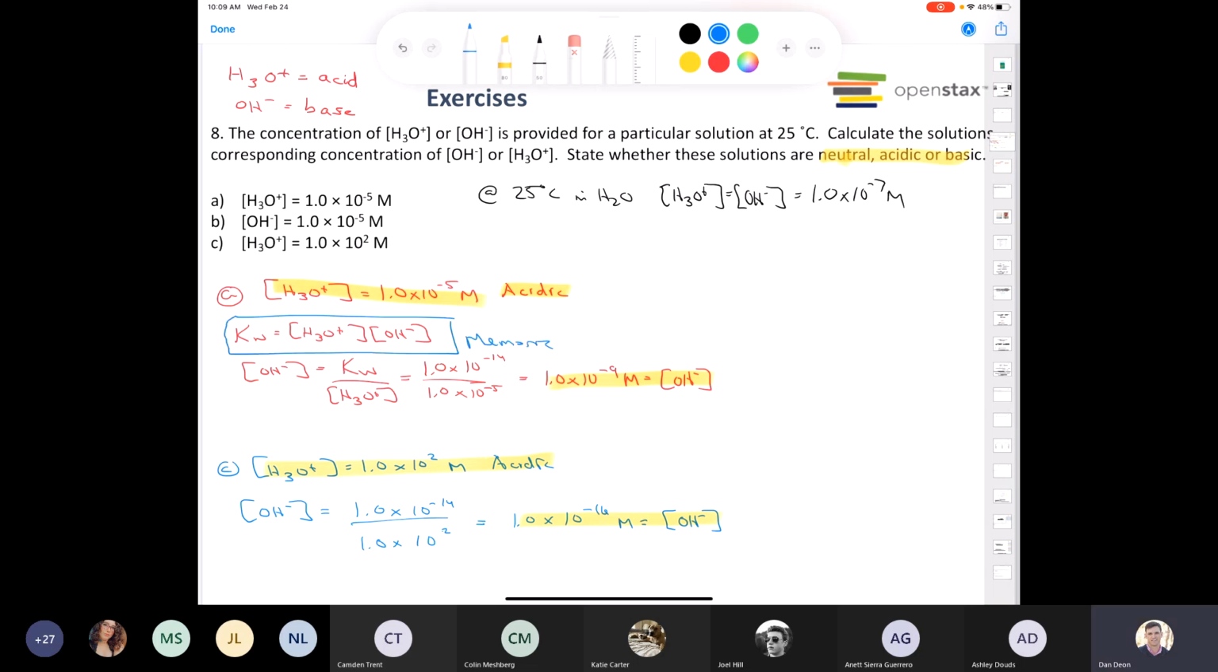Memorize. Okay, and you have to know that Kw is equal to 1.0 times 10 to the negative 14. Okay, you have to memorize that too. All right, there you go.